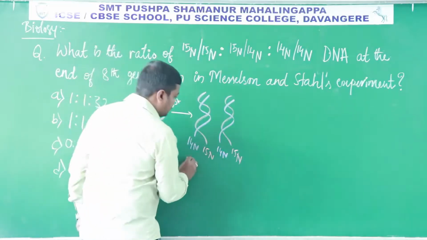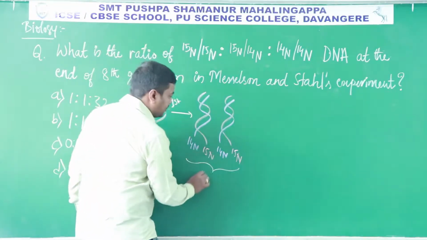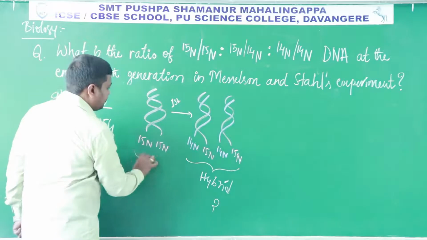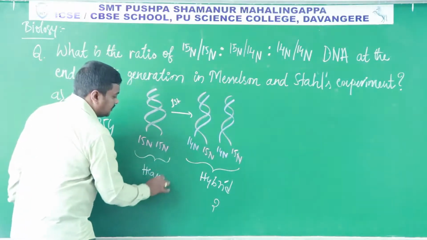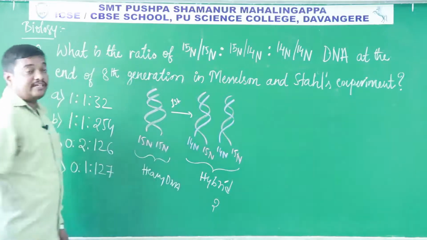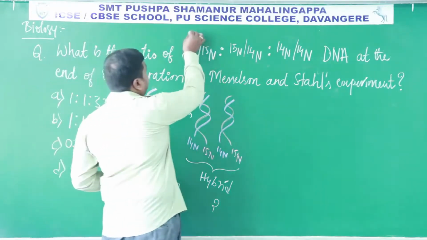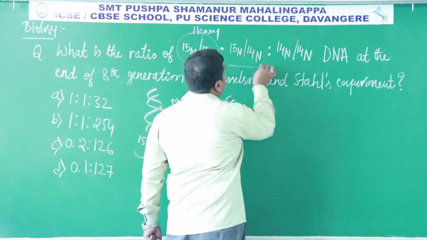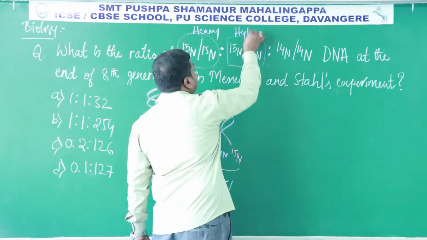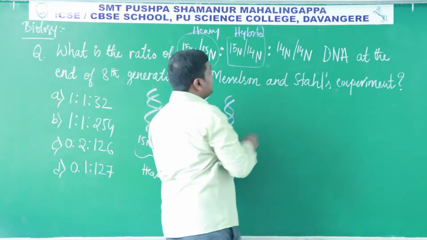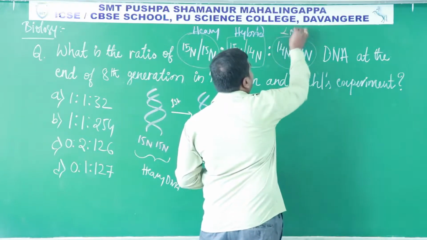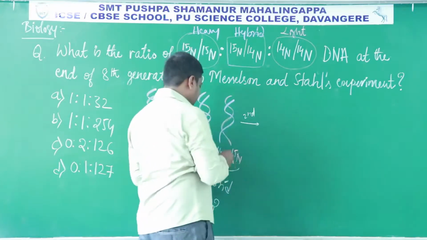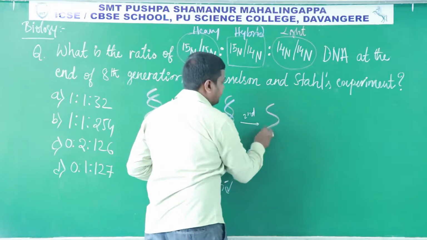That means here both the DNA molecules contain 14N and 15N, which is called hybrid DNA. So this is hybrid DNA, the number is 2 here, and this is heavy DNA, where both the strands contain 15N, 15N. So this is heavy DNA, and this one is hybrid DNA, and this one is called light DNA. In the second generation, if you continue, what happens? These DNA molecules again get unwound.